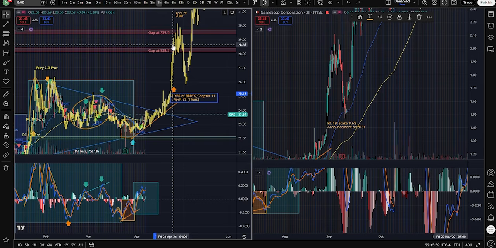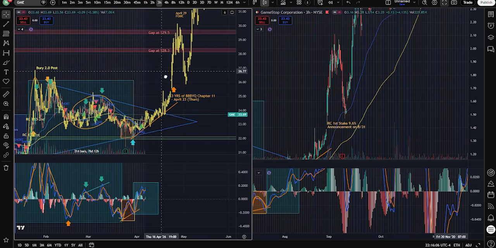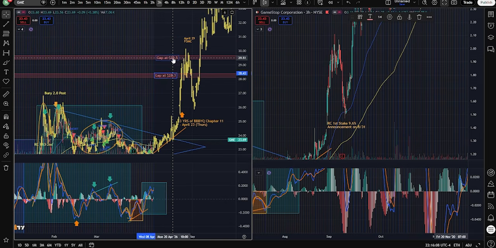Very interesting. I don't know why they set it up that way. Maybe it is intentional or not. We're going to find out. But when we do that, they left the gap at $28 and $29.5, and this gap possibly will be filled.